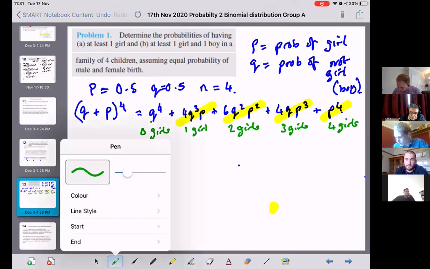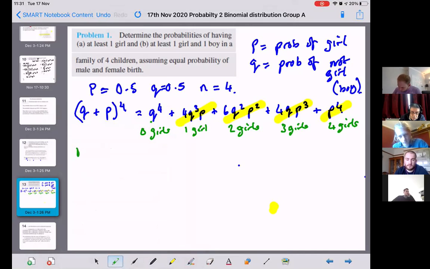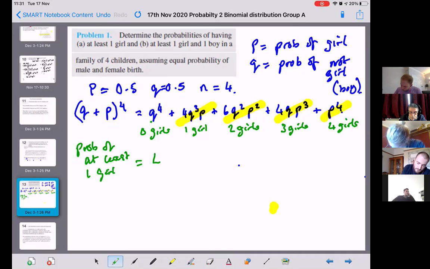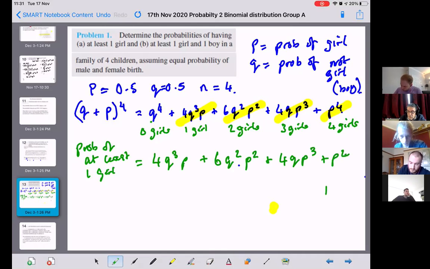So what we can do is say probability of at least 1 girl equals 4 Q to the 3 P plus 6 Q squared P squared plus 4 Q P cubed plus P to the 4. So if we add all them together, we've got all the probabilities that have got at least 1 girl in them.